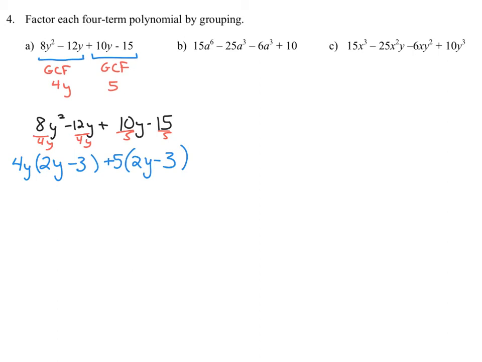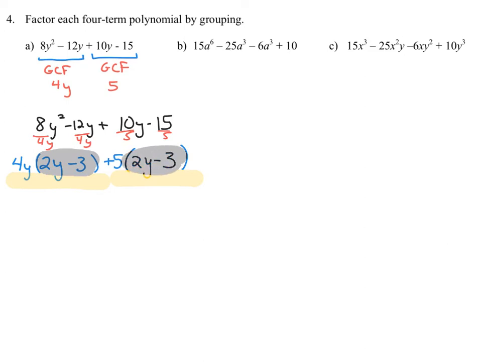Now take a look at these new larger groups. We have the first group of 4y times the quantity 2y minus 3. We have the second group of 5 times the quantity 2y minus 3. We've got 2 big groups here. We've got a group of 2 larger terms. And what these both have in common is this common factor of 2y minus 3.